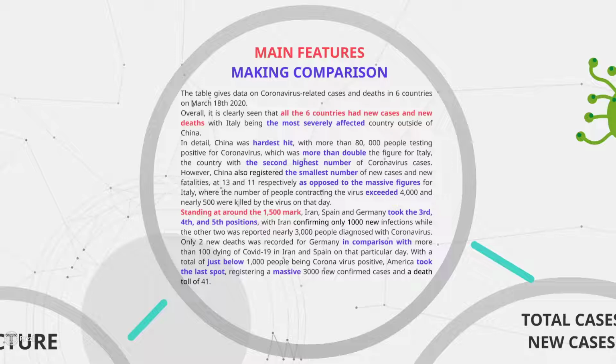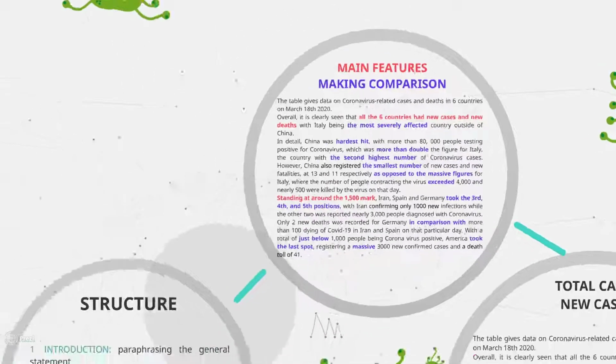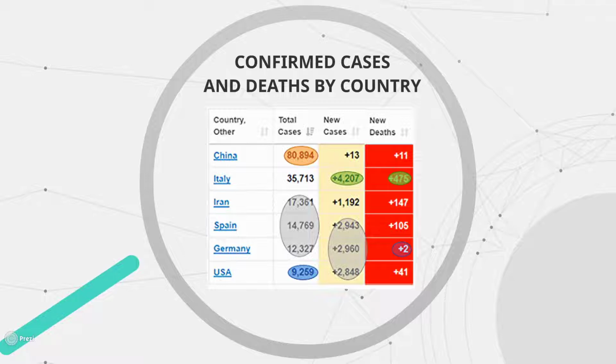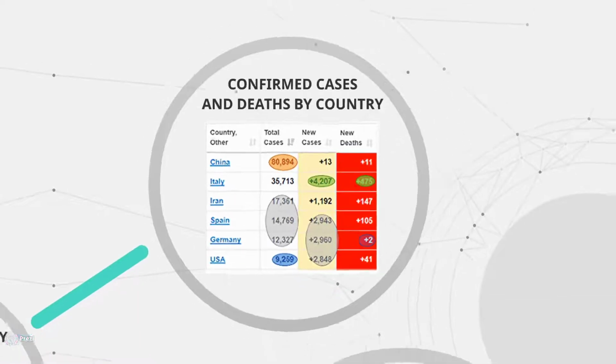And for the second paragraph, I chose to group Iran, Spain, and Germany because they have somehow similar numbers of total cases, and it is easier to group these 3 countries together. Now let's see.